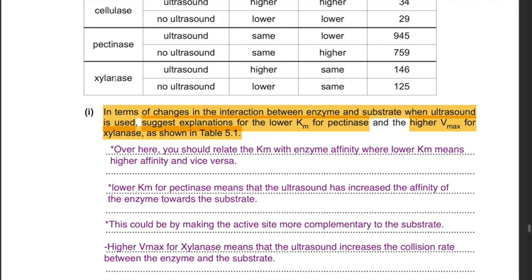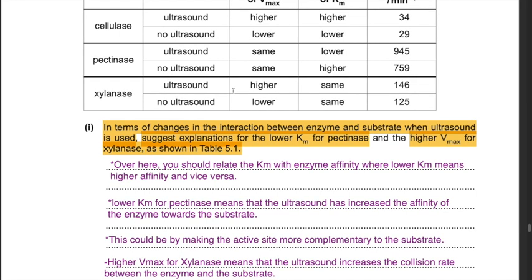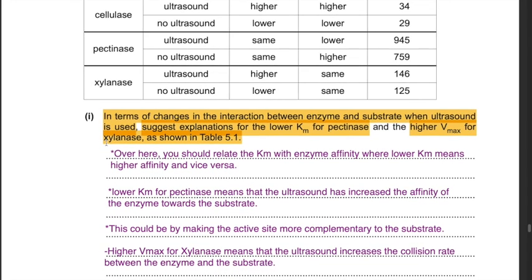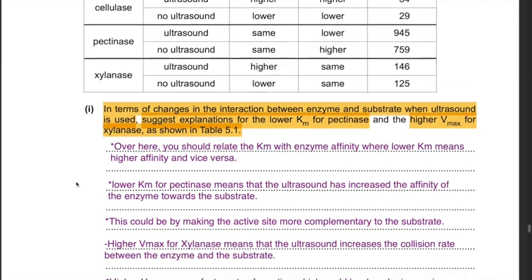Whereas higher Vmax for xylanase. Well, if you look at the table over here, higher Vmax for xylanase when ultrasound is used, it could mean that ultrasound increases the collision rate between the enzyme and the substrate. That is a possible explanation. Higher Vmax means faster rate of reaction. As I told you about how Km is related with enzyme affinity, Vmax is related with the rate of reaction. Higher Vmax means faster rate of reaction. Lower Vmax means lower rate of reaction. So higher Vmax for xylanase means that ultrasound increases the collision rate between the enzyme and the substrate.